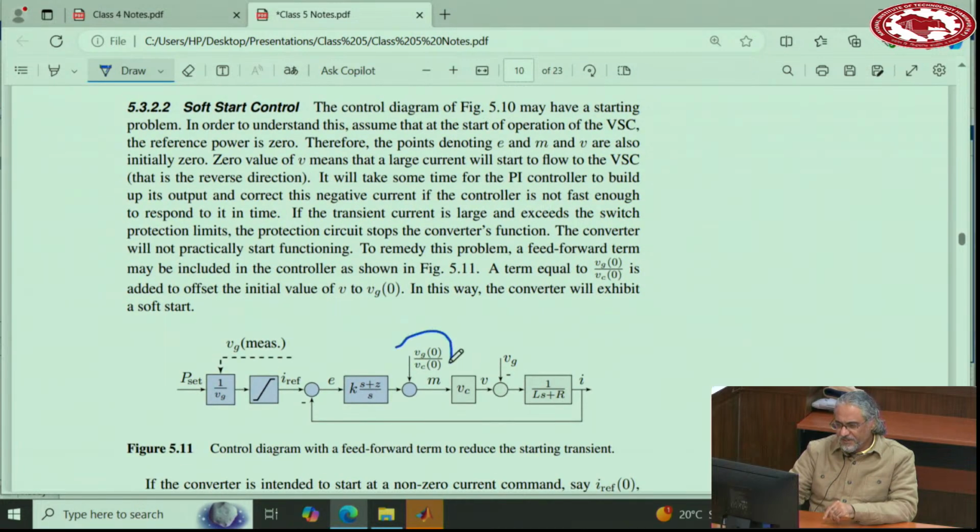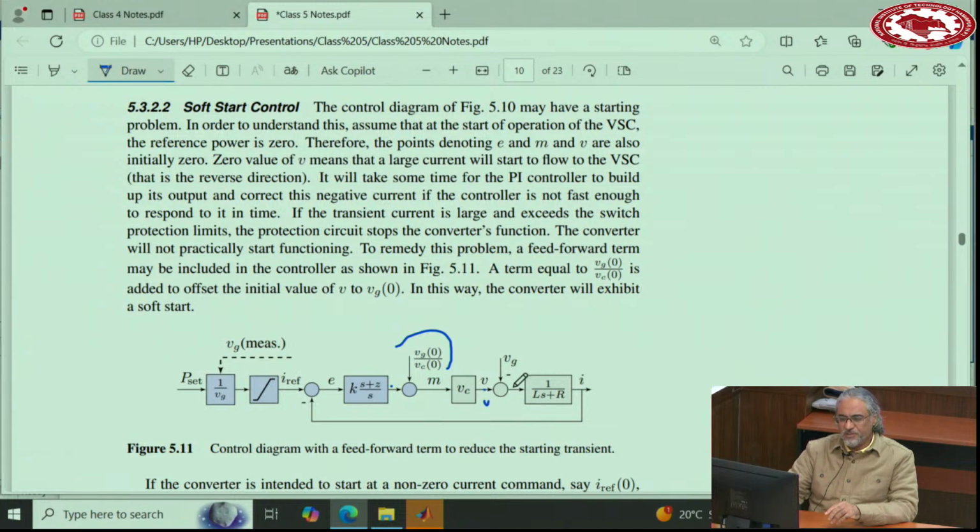So just add one single number here, you see, VG0, VC0. If you measure them, you can put the 0 values. If you don't measure them, put the rated values. So when it starts, now this is 0, but this will be equal to Vg over Vc multiplied into Vc, so that it becomes equal to Vg, this point.